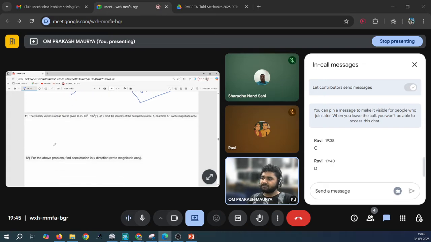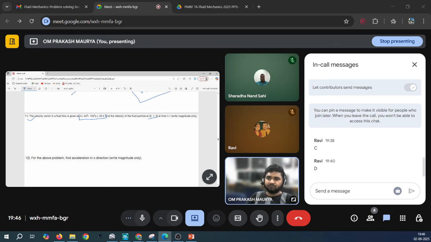So the next question is question number 11. The velocity vector in a fluid flow is given by this expression: 4x cubed i minus 10x squared y j plus 2t k. Find the velocity of the fluid particle at (2, 1, 3) at time t. Write magnitude only.